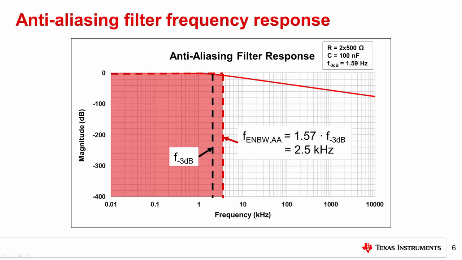From the calculations and table on the previous slide, this filter's noise bandwidth is 2.5 kHz and is represented by the red brick wall filter shown here. As the previous module on multistage filters demonstrated, the combined frequency response of several filters tends to mimic the response of the filter with the lowest cutoff frequency.